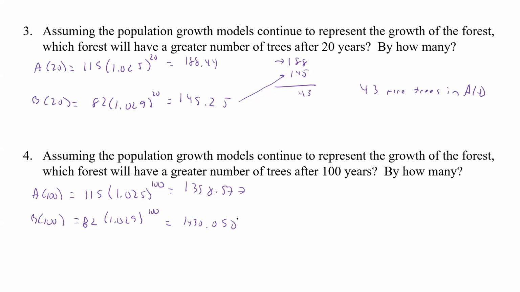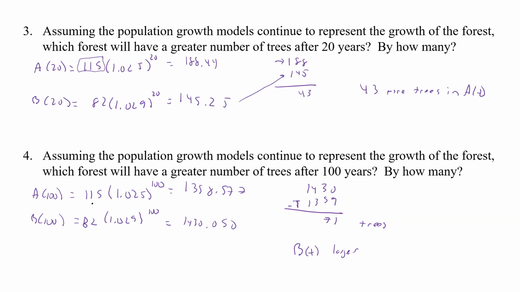And so this one is going to be, let's see, if we subtract those, well, if we round them, it's going to be 1430 minus 1359. And so that's going to give us, what, 71 trees difference? And this one, B, is going to be larger. Okay, so if we look at this, even up until year 20, A was larger because it started out with a larger number. Their factors are close. This one's larger, so it's eventually going to get bigger. But at 20 years, A is still bigger.